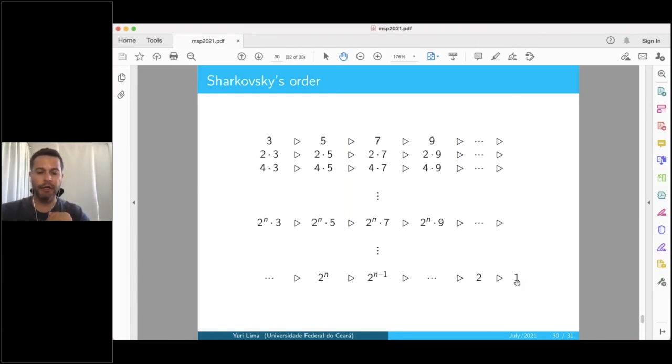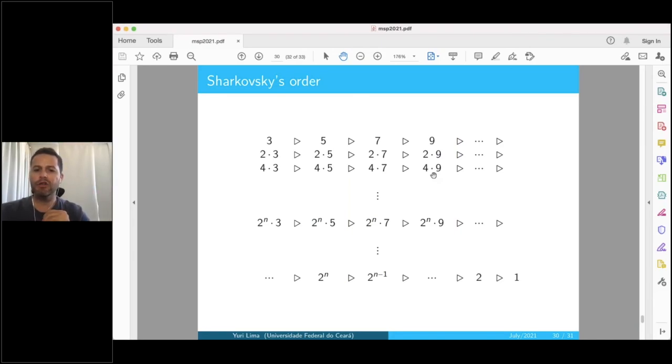Okay? So for instance, you can see here in Sharkovsky order that 14, which is 2 times 7, is bigger than 36, which is 4 times 9. Just because 14 has a power of 2, which is smaller than the power of 2 that appears in 36. Okay? So there are many changes from our natural order of the natural numbers to Sharkovsky order.